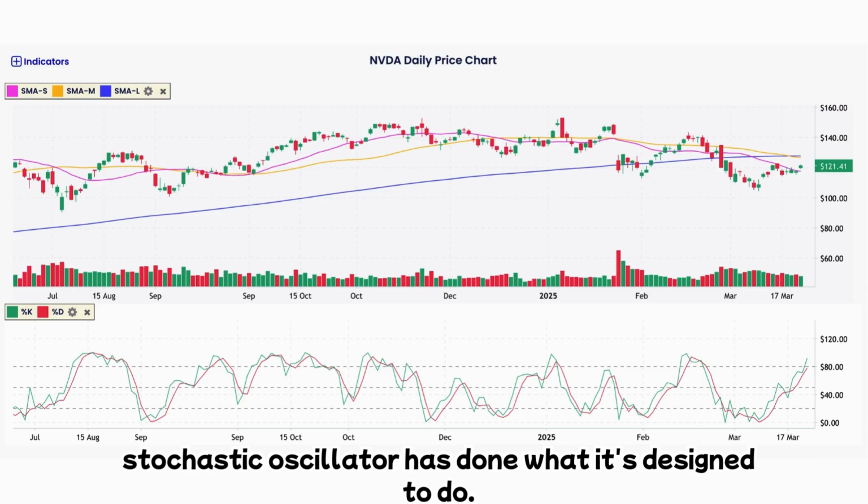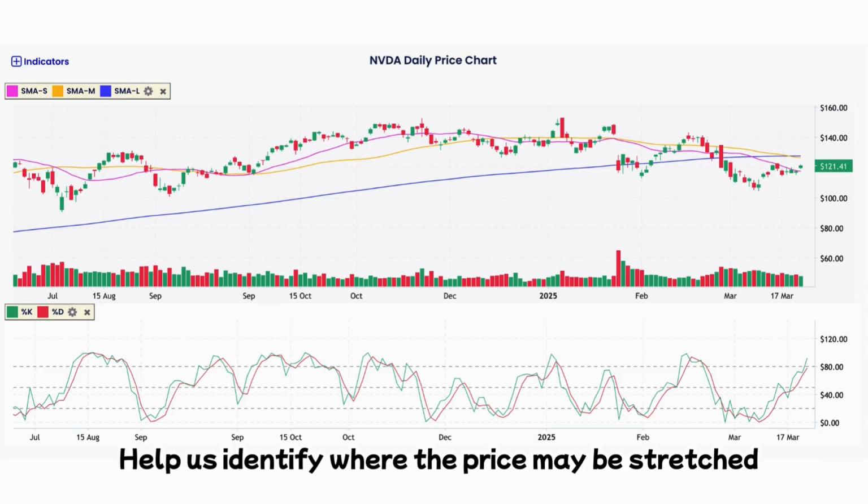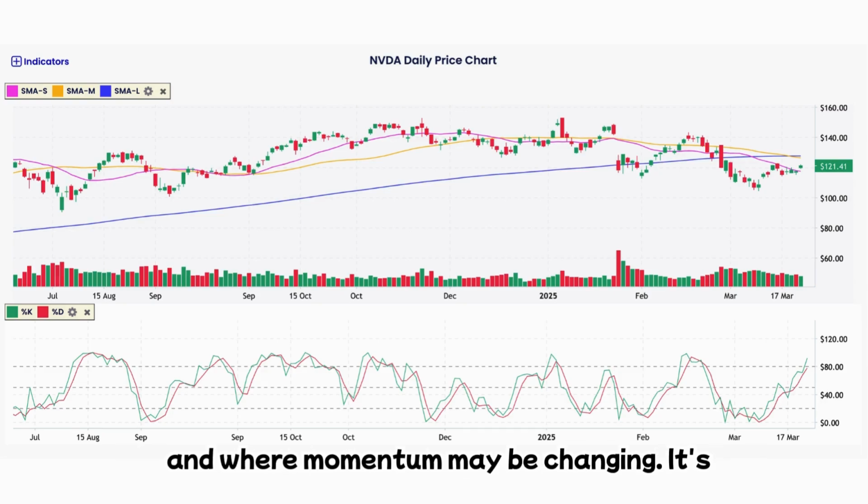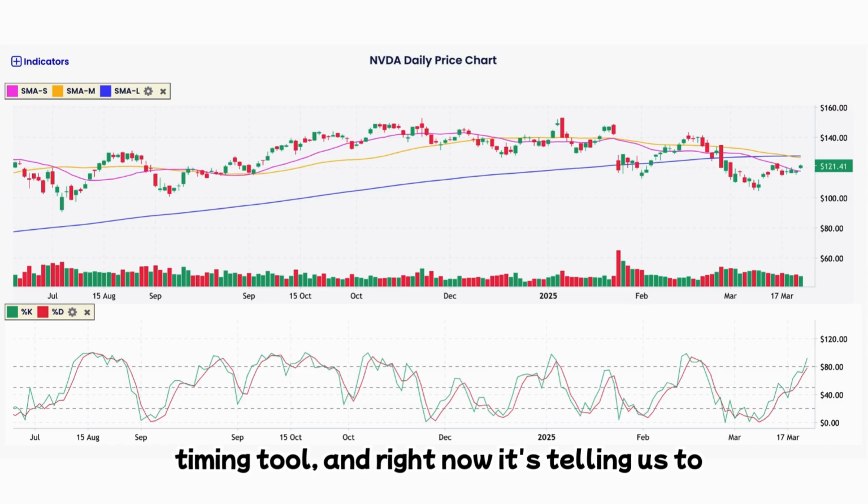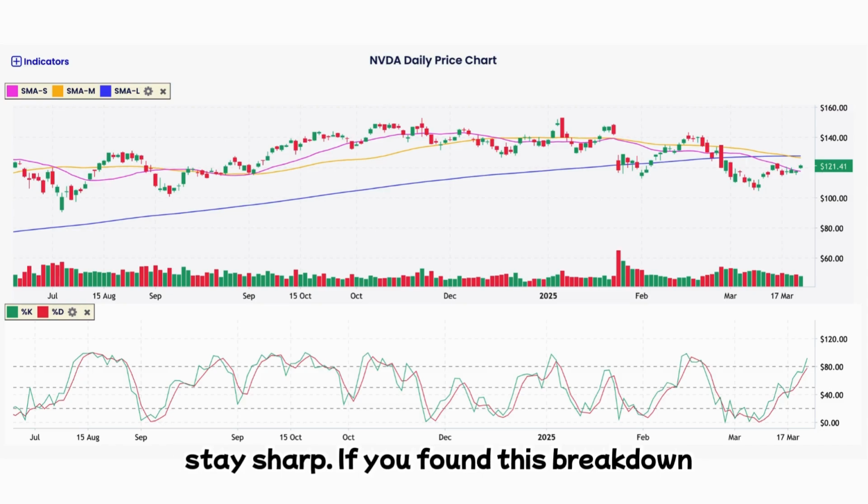Ultimately, the stochastic oscillator has done what it's designed to do: help us identify where the price may be stretched and where momentum may be changing. It's a timing tool, and right now, it's telling us to stay sharp.